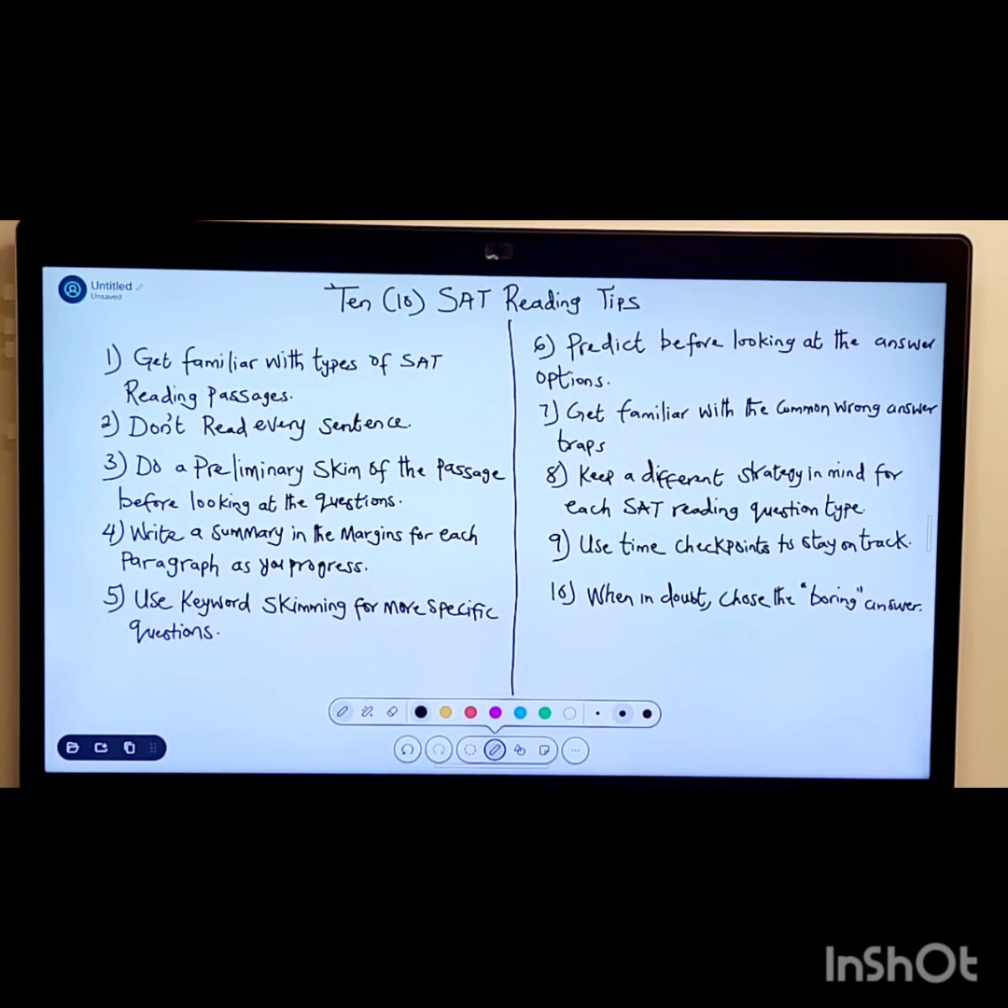So in this key point 5, you need to do what? Use keyword skimming for more specific questions. So what do I mean by that? Pick the most unique word in the question and scan for it in the passage.